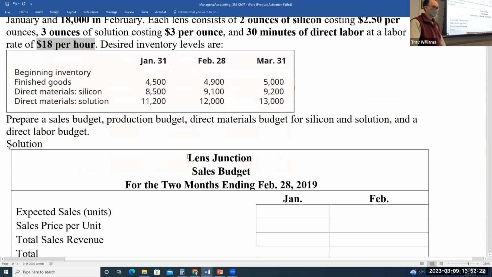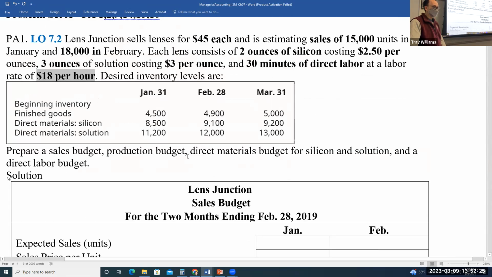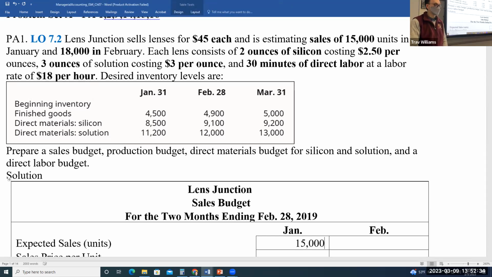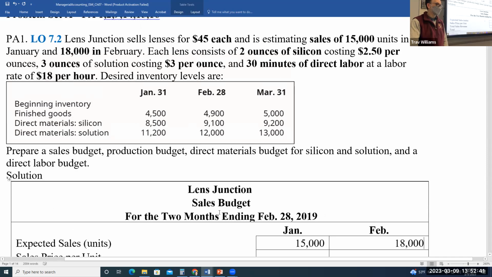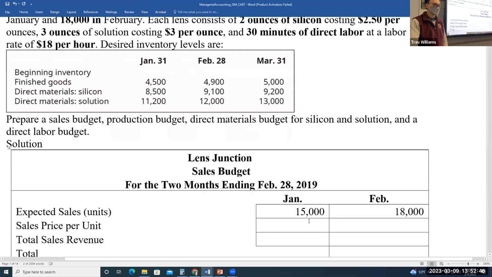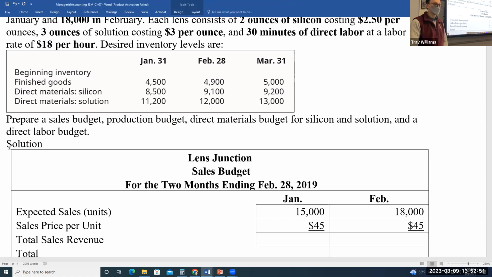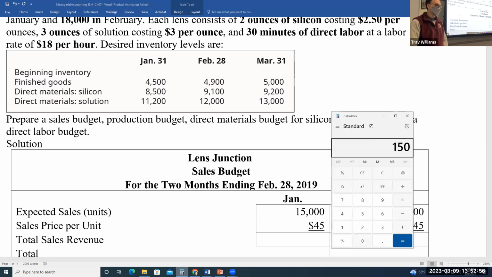Okay, so we start off with the sales budget. What are our expected sales in January? 15,000. And then February, it says 18,000, right? Okay, what is our sales price per unit? $45, okay. That does not change, it's the same both months. So now we can just multiply to get our sales revenue.